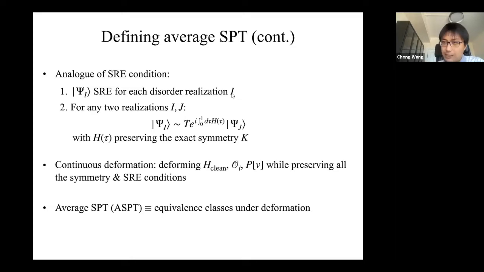Then there's the slightly less intuitive condition, but if you really think about it, it makes sense physically. I want any two different realizations in my disorder ensemble to also be adiabatically connected to each other. This, in fact, doesn't follow from condition number one. So basically psi I and psi J for two different disorder realizations I and J should be adiabatically connected. And I demand that the adiabatic path should also preserve the exact symmetry K.